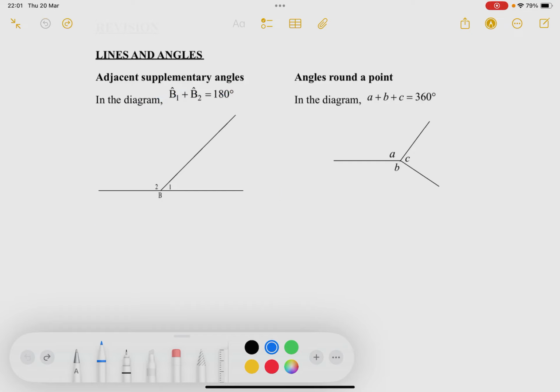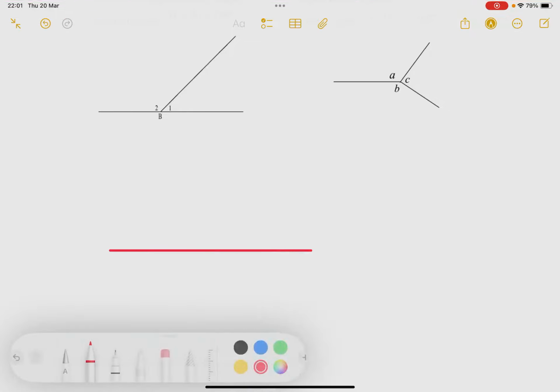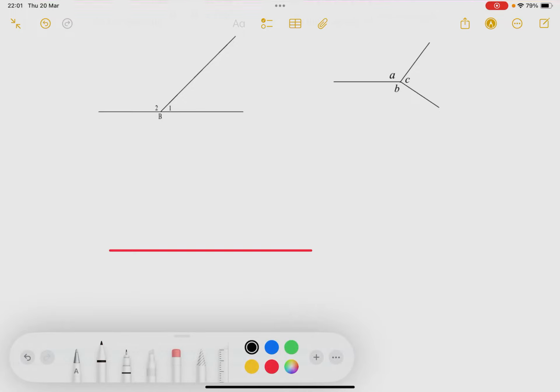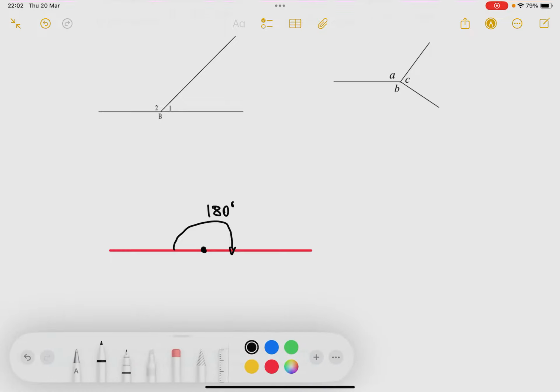Now, before we look at thing number 1, I want to remind you of something. If you have a straight line just like this, you need to know that the angles existing within the straight line add up to 180 degrees. So that means that if we have a point within this line, this angle actually measures 180 degrees, right?